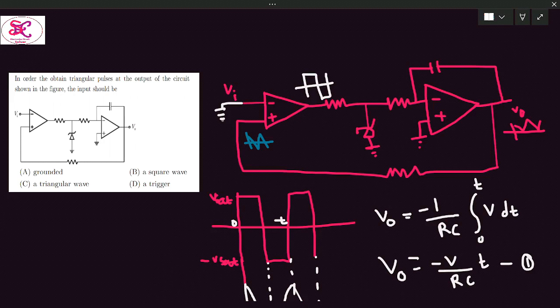If the input voltage is grounded, then the triangular wave will be compared with this ground reference line, and accordingly we get the square wave at the output of the comparator. We apply this square wave at the input of the integrator, and we get the triangular wave at the output. So grounded is the option at the input side.